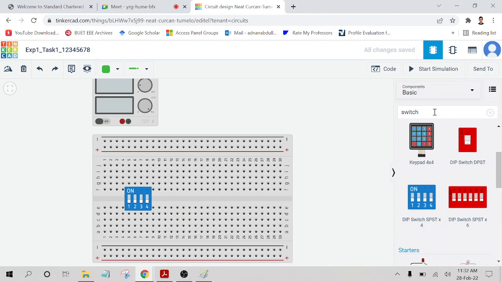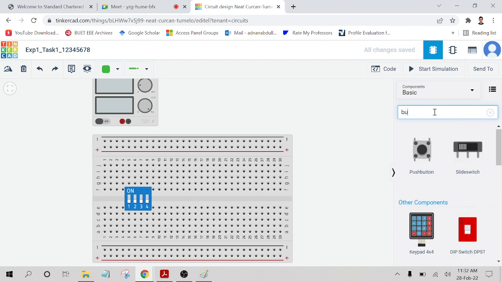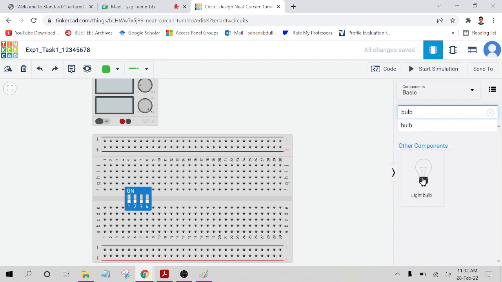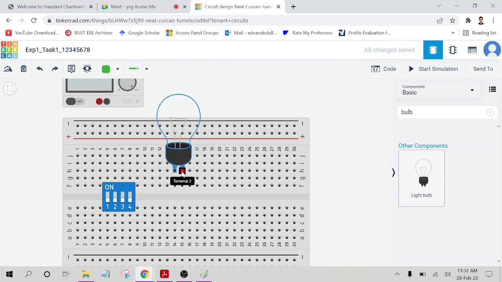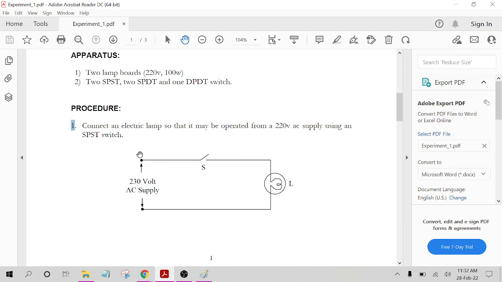Now the one remaining is the bulb. Search for bulb. Hopefully we will see a light bulb here. Just place it anywhere. Okay, so that's all. Now we need to connect these elements. So let's start the connection.